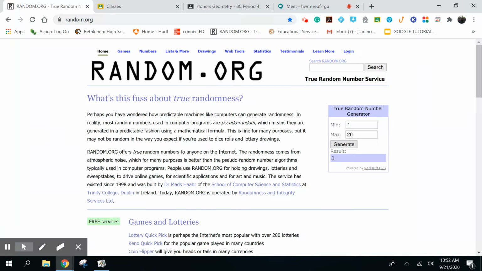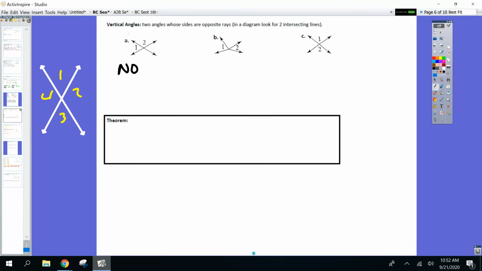Are those two vertical? No, good job, Sabrina. A lot of people are like, wait a second. Those two are opposites, but they have to be formed by two intersecting lines. Those aren't lines. Lines are straight. Everybody good? They're not vertical.